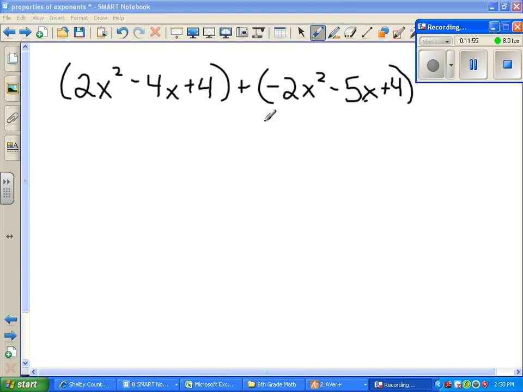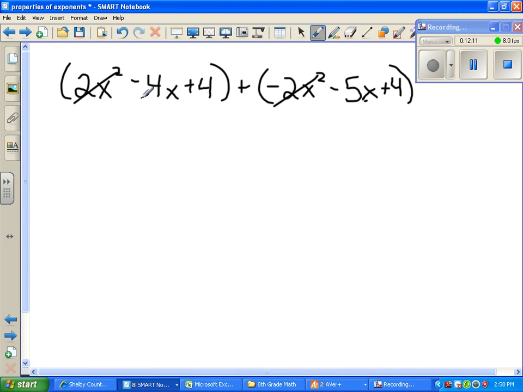Okay, so let's try this one. Do I need to change any of the symbols? No, so actually I could just remove my parentheses. They're gone. Combine anything that is an x squared term. Well, what's 2x squared minus 2x squared? Nothing, right, so I have a 0.